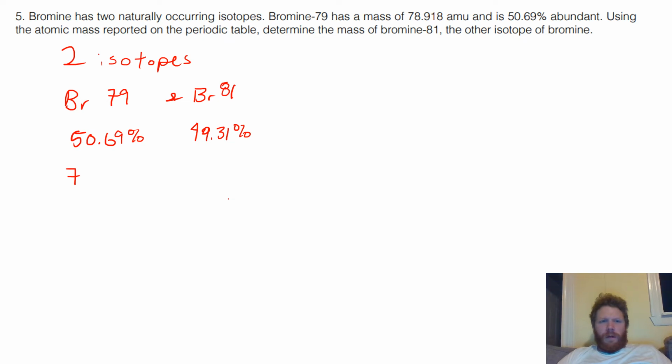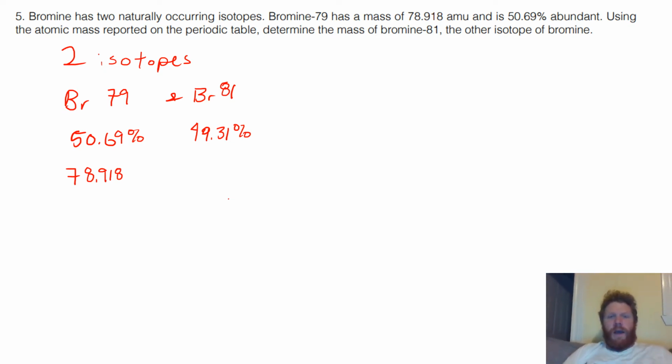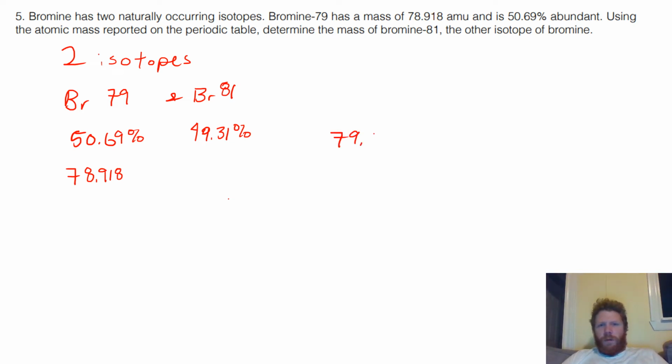Now the way that we've been solving these problems is we've taken the mass, which we have for bromine 79, 78.918. We've been multiplying those masses by the abundance. Well, in this case, we don't have the mass for bromine 81. However, we do have the average atomic mass for the bromine isotopes, and that is 79.904. So what we need to do is set this problem up in a not so dissimilar way from how we've been doing our problems up until now.